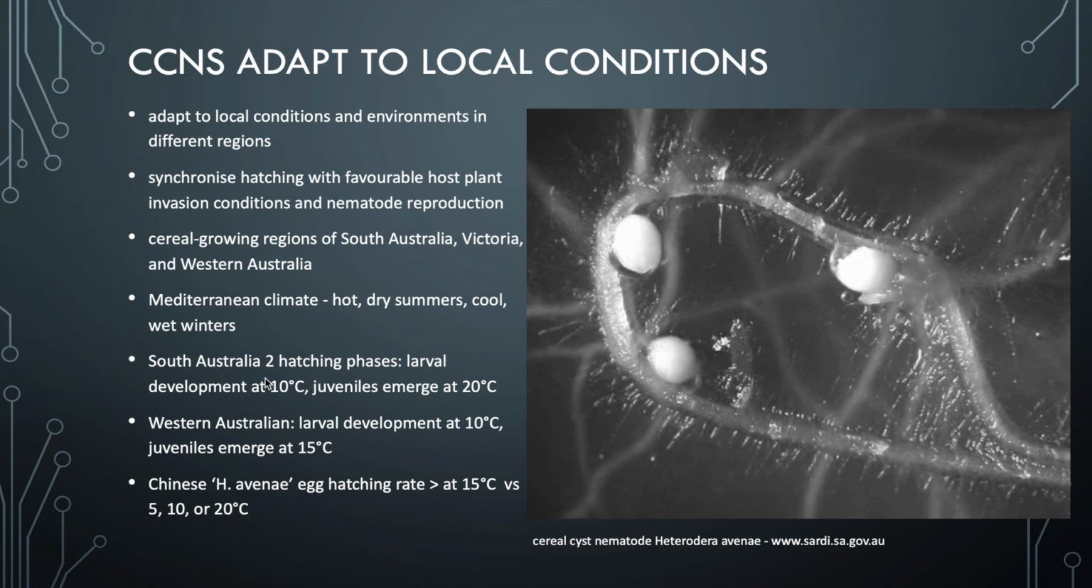In South Australia, there are 2 hatching phases. There's a larval development phase at 10 degrees Celsius and juveniles emerge at 20 degrees. Whereas in Western Australia, the larval development occurs at 10 degrees and juveniles emerge at 15. So that's just to show how the particular conditions, even in particular soil, can change the response of the nematode and its ability to infect the host plant. And here we have a root with female nematodes protruding out of the root.